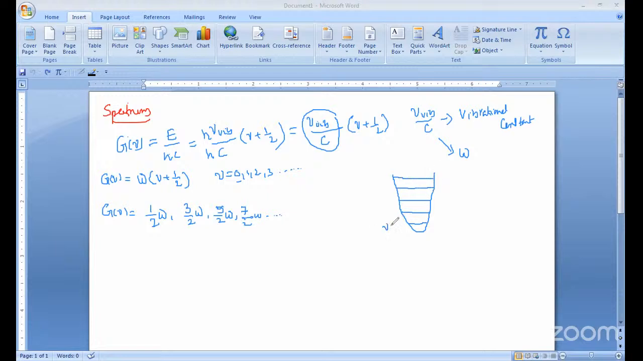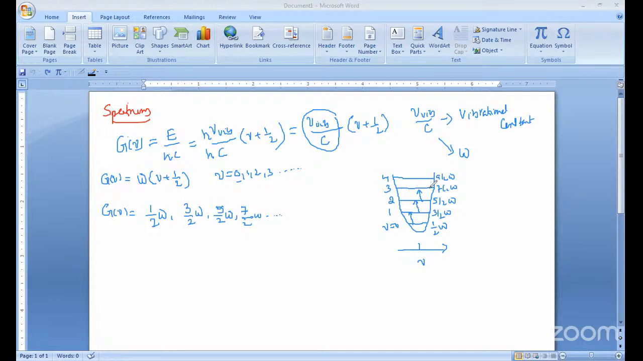For nu is equal to 0, what have we got? Half omega. For nu is equal to 1, we have got 3 by 2 omega. For nu is equal to 2, it is 5 by 2 omega. For nu is equal to 3, it is 7 by 2 omega, like this 9 by 2 omega for 4. So the distance between them is equally spaced. Okay.